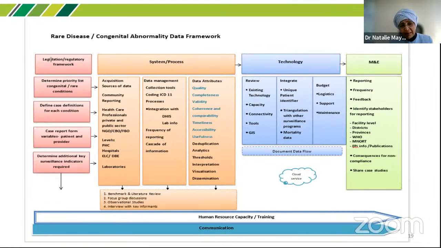And again, coming back to what Dr. Chris mentioned, what is the legislative or regulatory framework in which we're going to operate and report these conditions? I think this is a debate that we need to further unpack and explore. Where's the best home for this surveillance? We need to then determine what the priorities are. What are the conditions that we want to include? Do we have an open list? How do we define them?